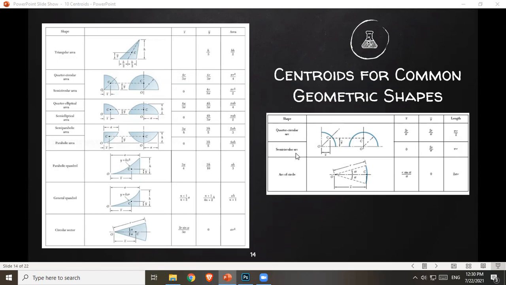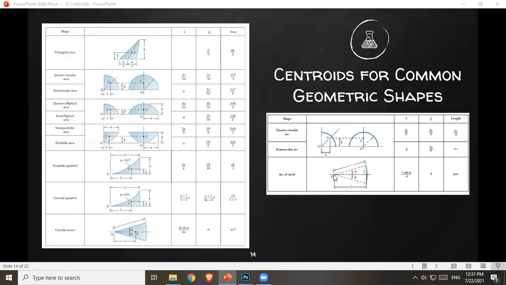And then for a semicircular arc, if this is your axis, again at the line of symmetry, x bar is 0. And then y bar from the bottom is 2r over pi. And then length of your semicircular arc is just pi r. Then lastly, arc of a circle.